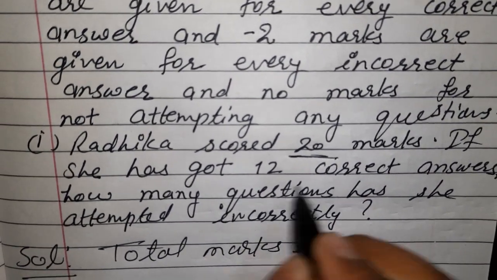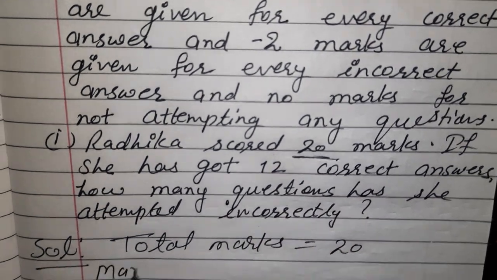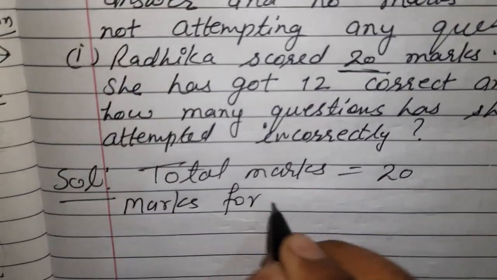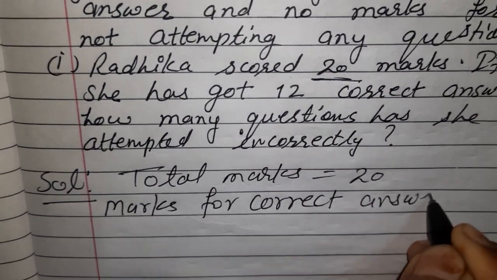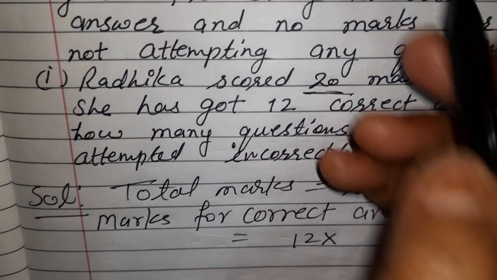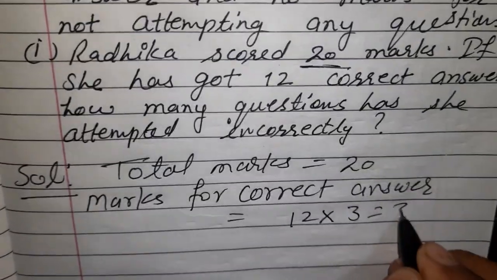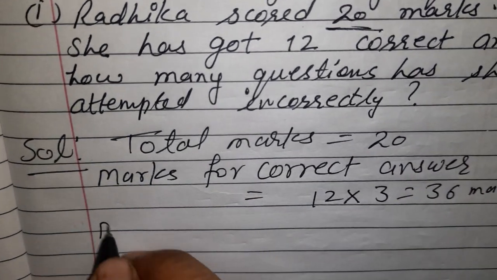She has got 12 correct answers. So marks for correct answer equal to 12 into how many for 1? 3. 36 marks. Okay, now marks for incorrect.